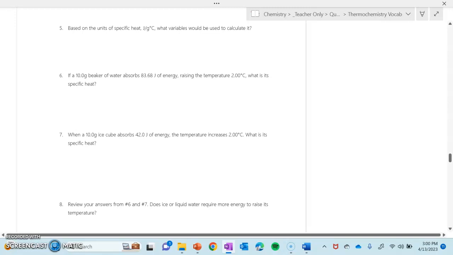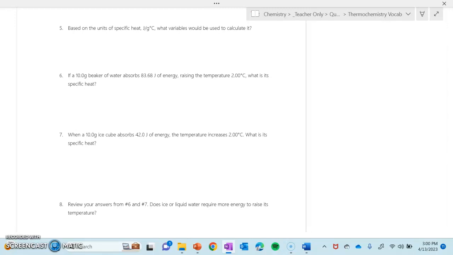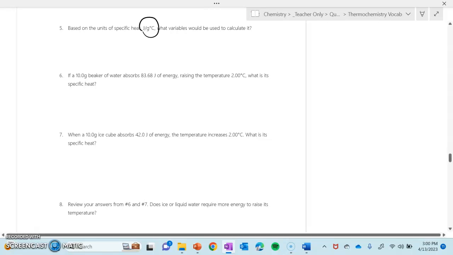We have not done this before in terms of figuring out an equation from its units, but you can do this process for any calculation or any measurement that you know its units. So we have the units, joules per gram degrees Celsius, and the question asks what variables could be used to calculate it. Well, let's pull apart all of the variables that we have in this unit.